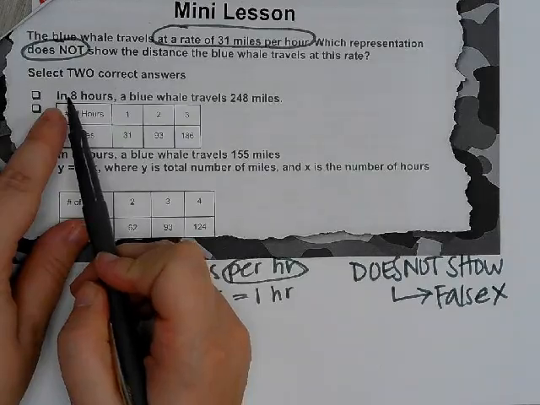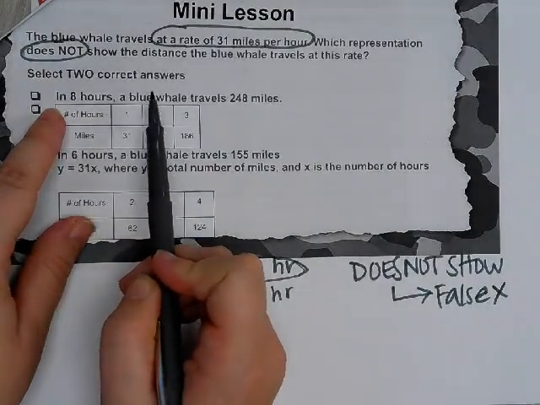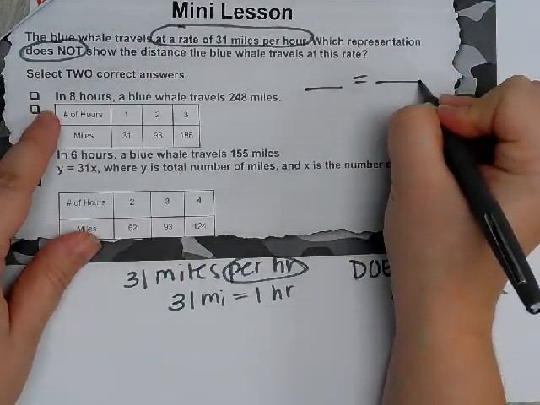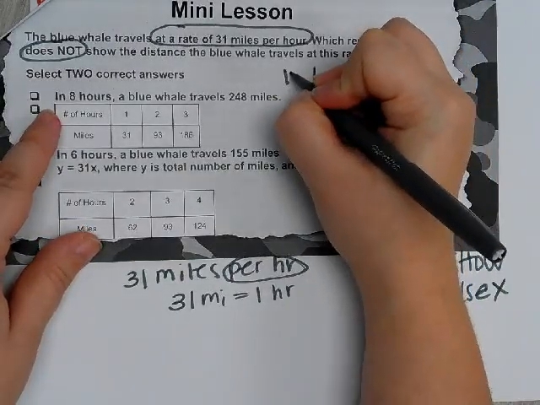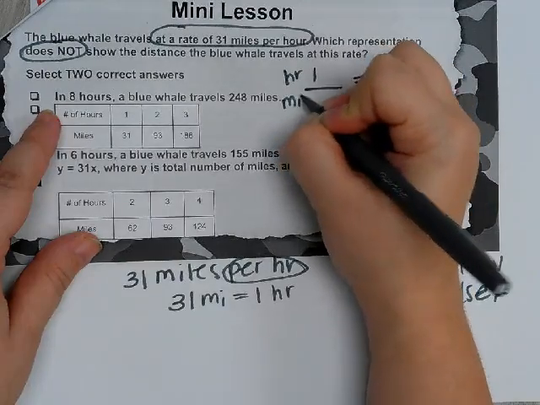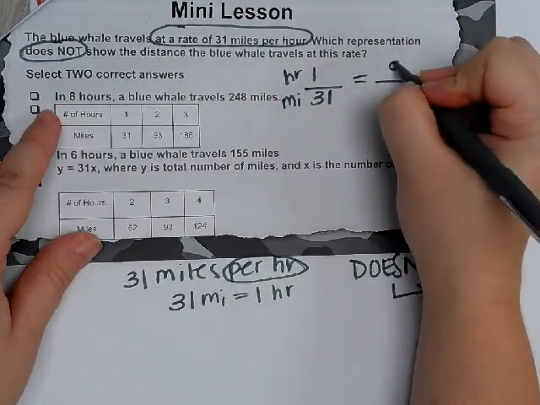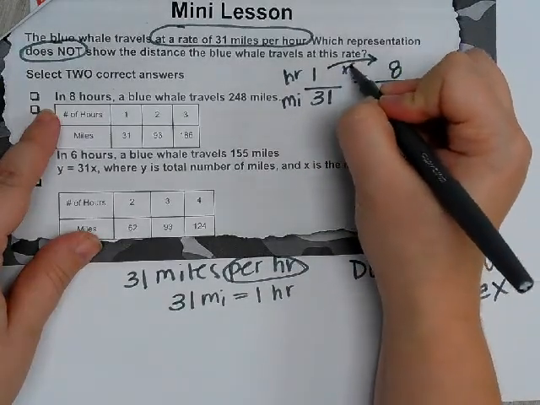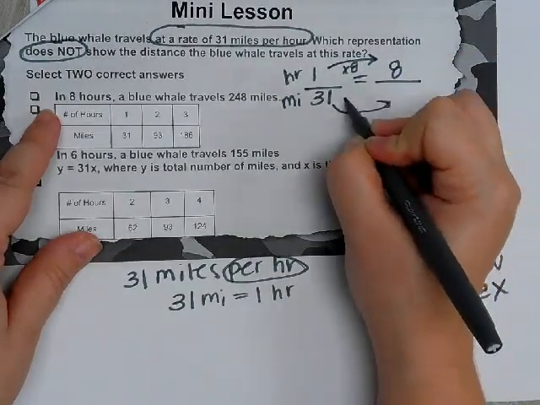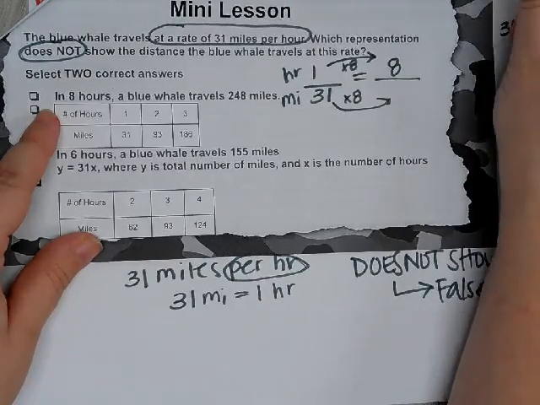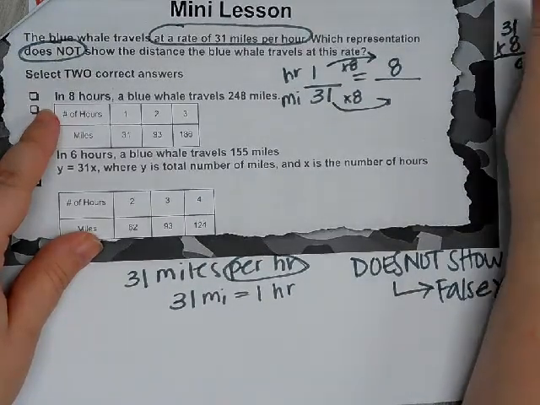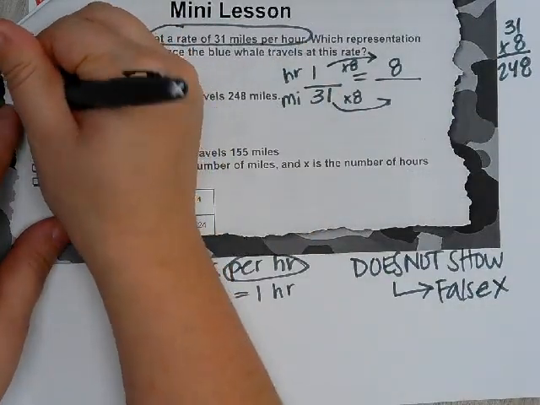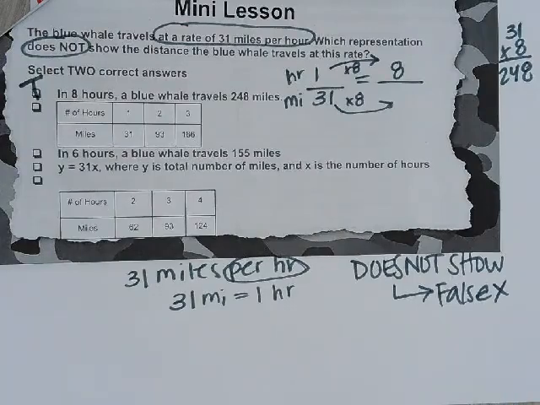So for the first one, it says in 8 hours a blue whale travels 248 miles. Well, let's see. That's a proportion, so we know that 1 hour gets us 31 miles, and they want to know for 8 hours, right? So how do we get from 1 to 8? We multiply. 31 times 8, 8 times 1 is 8, 8 times 3 is 24. So this is true. So that's not going to be my answer.